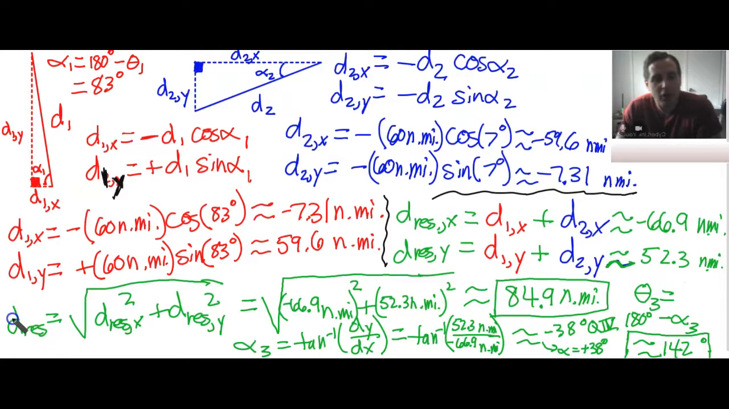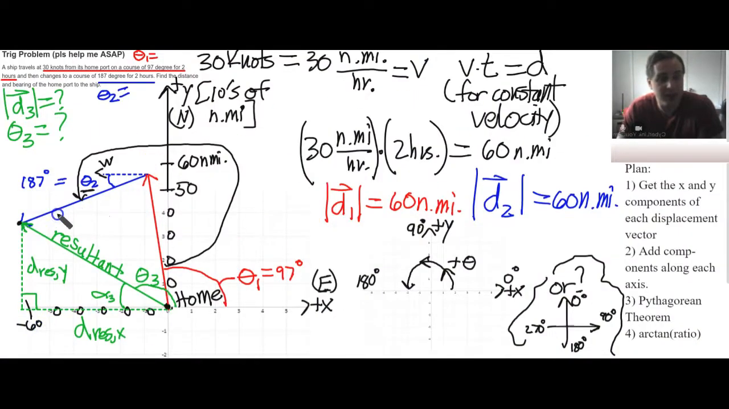To get the resulting magnitude, you should take the x component squared plus the y component squared, then take the square root. That's using the Pythagorean theorem. That gives us an answer of 84.9 nautical miles. Notice that's going to be the length of this resultant vector right here.